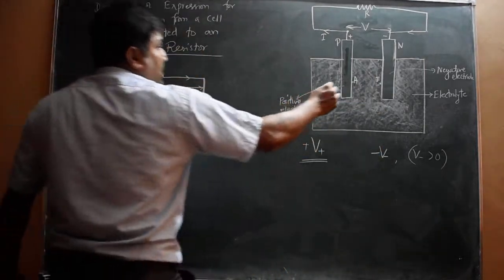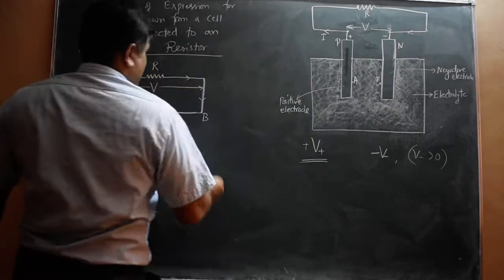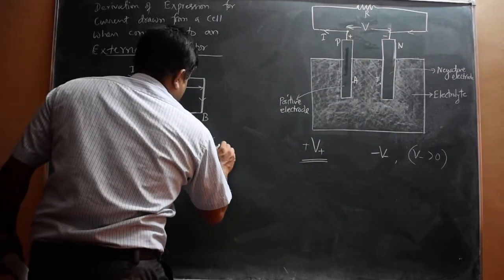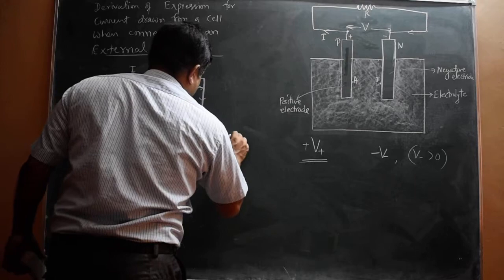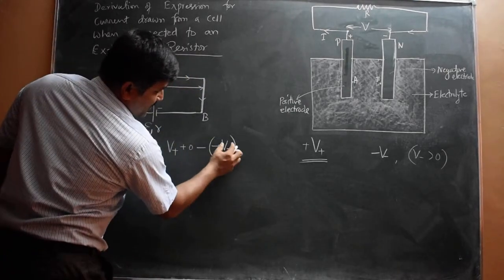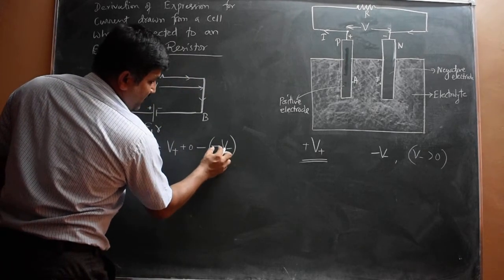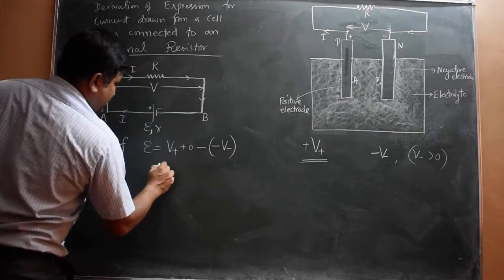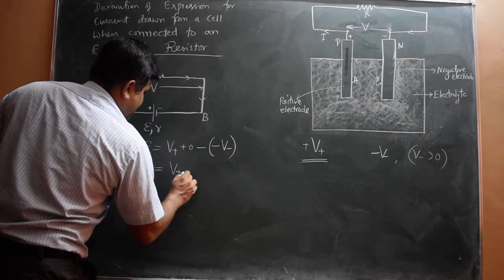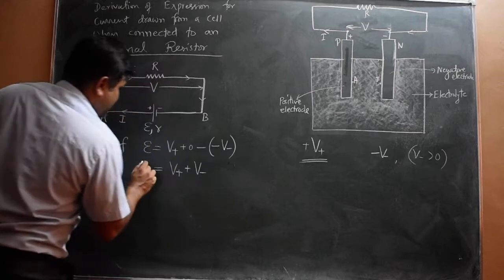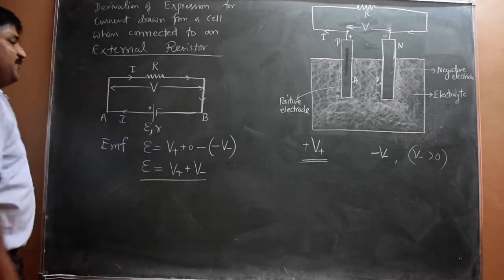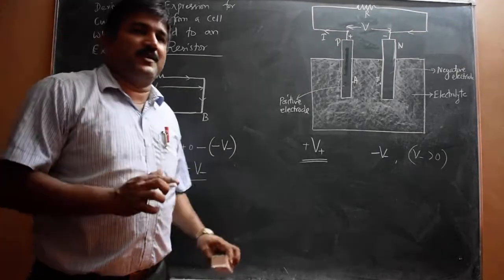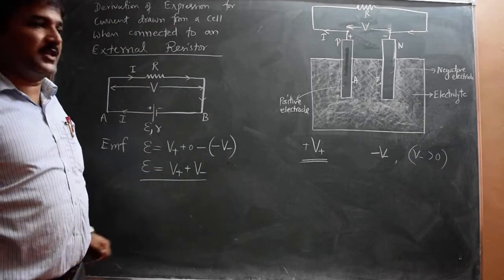Now between B and the negative electrode, the potential difference is minus V minus. And remember, this V minus is a positive value, with one minus inside and one outside. So we can write V plus plus V minus. This is the EMF of a cell when it is in open circuit, meaning no external resistor is connected.